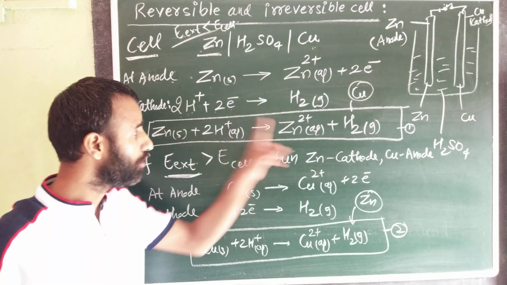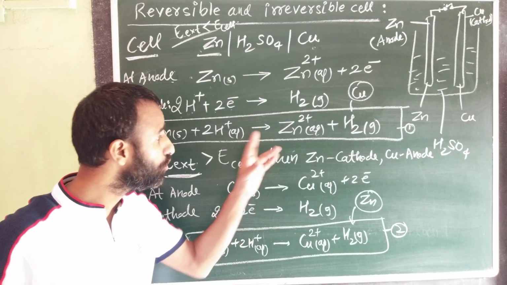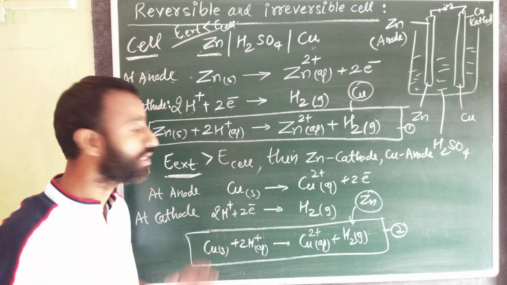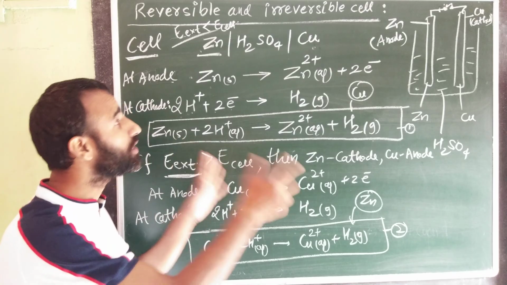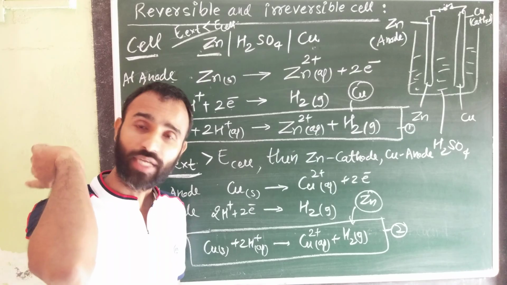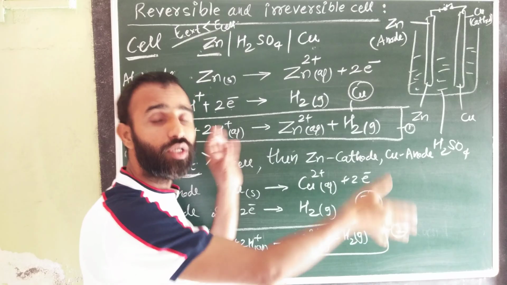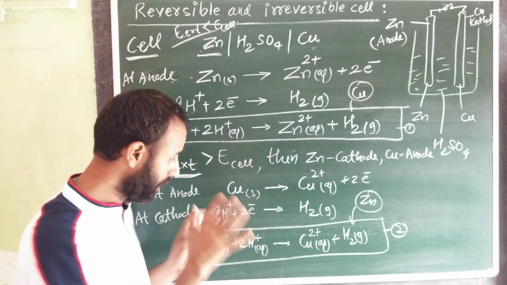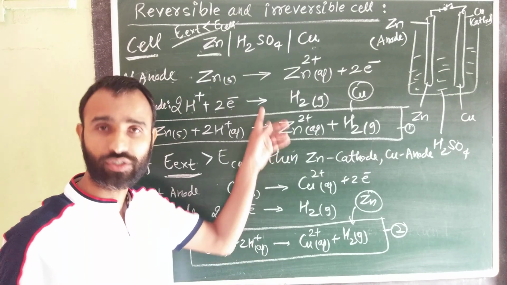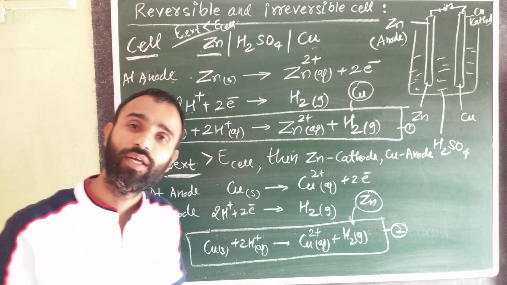See here, zinc to zinc 2 plus. So it should be zinc 2 plus to zinc and H2 to H plus. Then it is called a reversible reaction. But here the reactions are different. That's why this type of cell is called an irreversible cell. In the earlier example, the Daniell cell, the reaction is actually totally reversed. But in this case, the reaction is not reversed. They are different reactions altogether. Clear? So such a type of cell is called an irreversible cell.